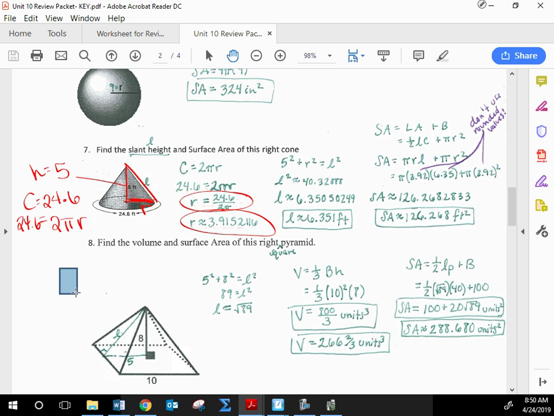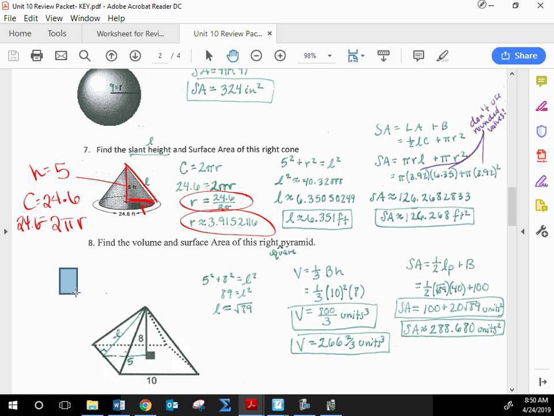And then it also asks for the surface area. Our surface area is lateral area plus area of our base. We can do area of our base pretty easily now because we have our radius. And then our lateral area is 1/2 slant height times circumference. They already gave us our circumference, and then we just found our slant height. So now it's just literally plugging it into your calculator.